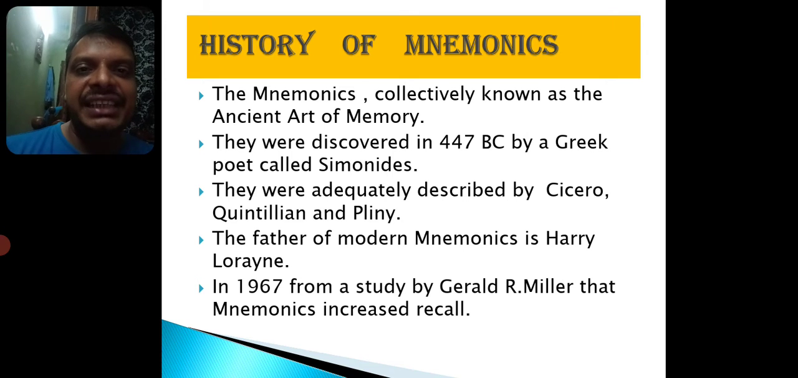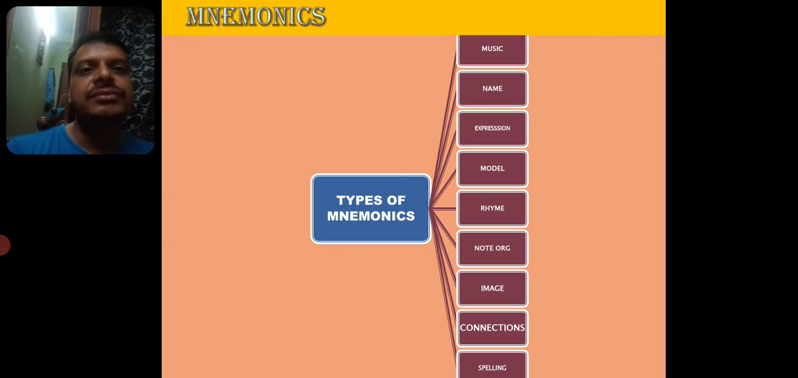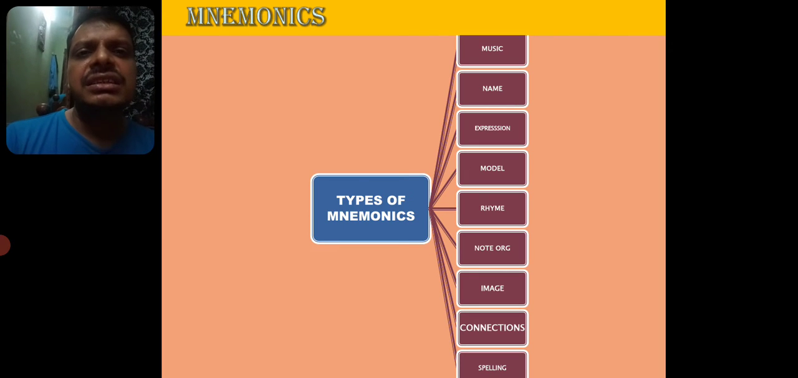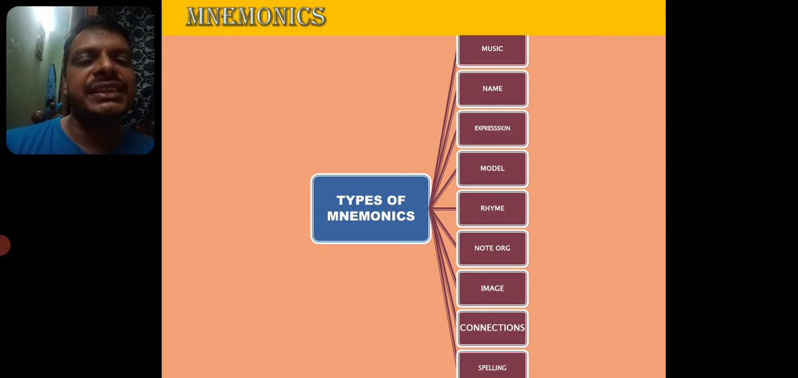According to the studies conducted by Gerald R. Miller in the year 1967, mnemonics have increased recall capacity among children. Now we see the types of mnemonics. What are the different types of mnemonics?